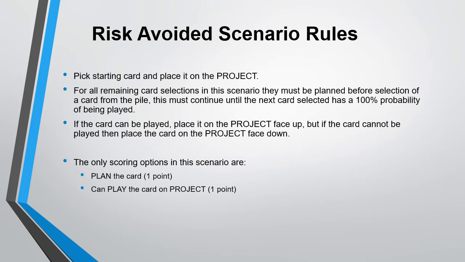Risk avoided scenario rules. Pick a starting card and place it on the project. For all remaining card selections in this scenario, they must be planned before the selection of the card from the pile. This must continue until the next card selected has a 100% probability of being played. If the card can be played, place it on the project face up. But if the card cannot be played, then place the card on the project face down. The only scoring options in this scenario are: plan the card, 1 point; can play the card on the project, 1 point. Demonstration video follows.